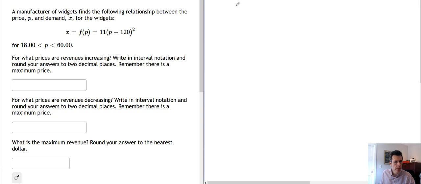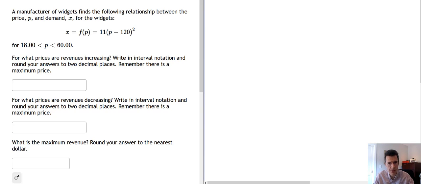In this video, we're going to solve the following problem. A manufacturer of widgets finds the following relationship between the price and demand for the widgets. So this is x equals function f of p equals 11 times (p minus 120) squared for prices between 18 and 60. The problem wants us to find for what prices revenues are increasing, for what prices revenues are decreasing, and wants us to find the maximum revenue.